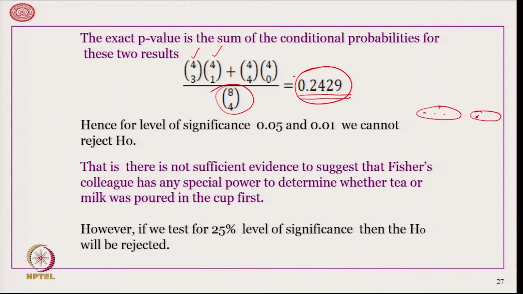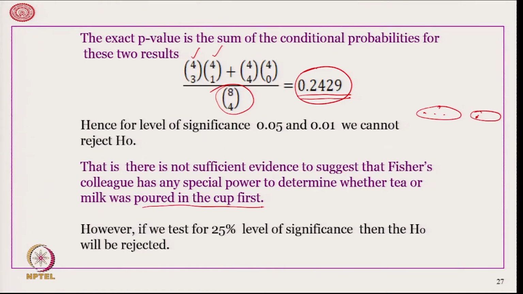That is, there is not sufficient evidence to suggest that Fisher's colleague has any special power to determine whether tea or milk was poured first in the cup. However, if we test at the 25% level of significance, then we could reject the H naught and say that actually she is not guessing, she really has the talent to identify which one is poured first.